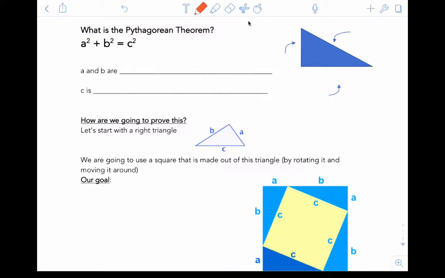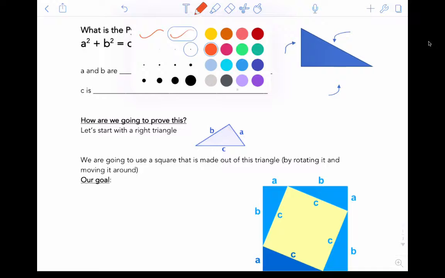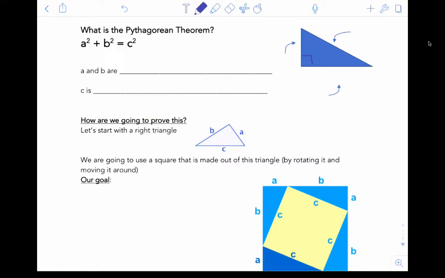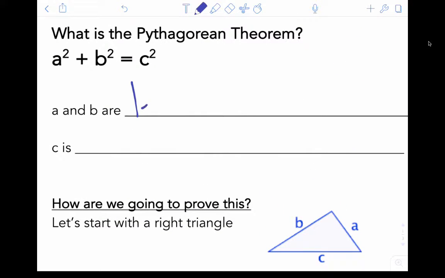So for the Pythagorean theorem, we have a right triangle. And the sides of this right triangle are going to be called, here's our right triangle, A and B. Now, A and B are the legs. That's what they're called. They're called the legs. And the legs of the right triangle are the two sides that form the right angle.